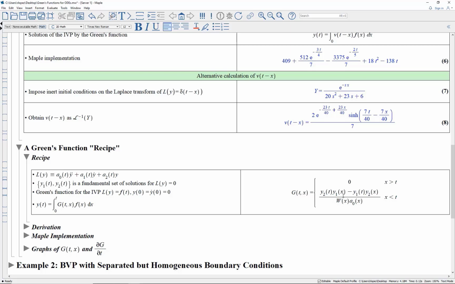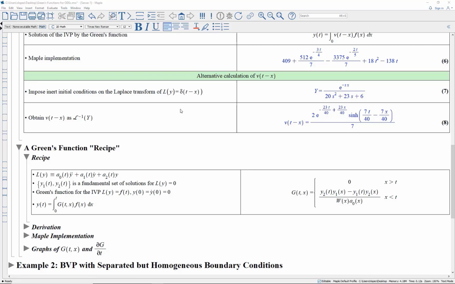y2, y1, y1, y2, t, x, t, x. 0 for x greater than t. This expression for x less than t. This is the Wronskian of these two solutions. This is the leading coefficient, a0. This is the recipe.